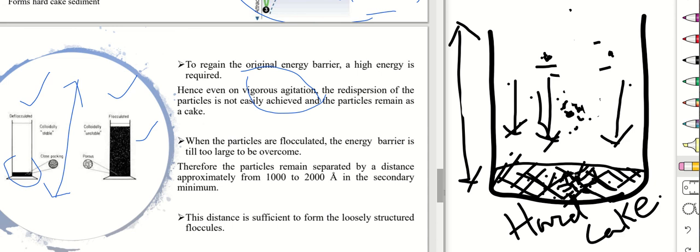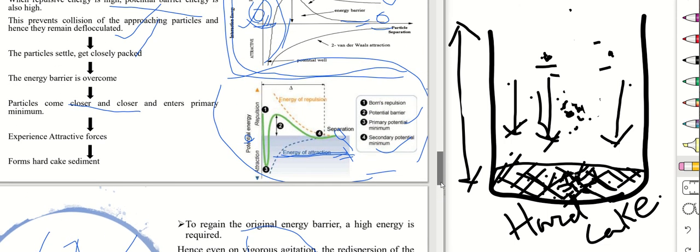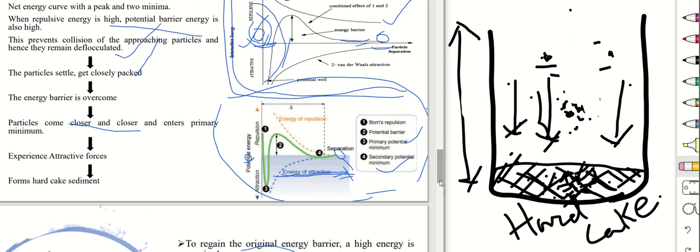Therefore the particles should always be maintained at a distance of 1000 to 2000 angstroms in the secondary minimum. It is known as a potential. From this curve we will be able to see that we should always make sure that the distance between the particles is at least a minimum of 1000 to 2000 angstroms.